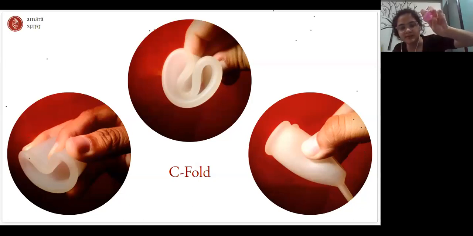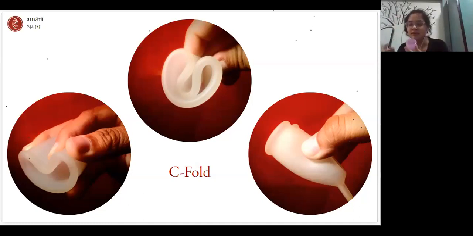It's also on the screen if that's easier to follow. So that's the C fold. If you can see, it is wider at the opening, or for some cups it can be even throughout, but this is how it becomes. So this is something that is useful for some people.